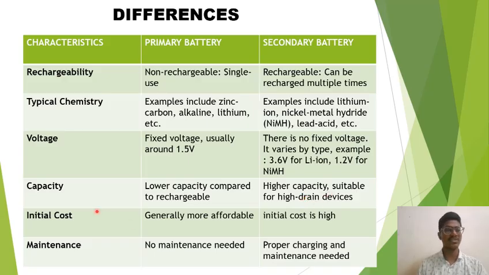The initial cost of a primary cell battery is more affordable, whereas the initial cost of a secondary battery is high. And maintenance for a primary battery is not needed, whereas proper maintenance is needed for secondary batteries, for charging and discharging.